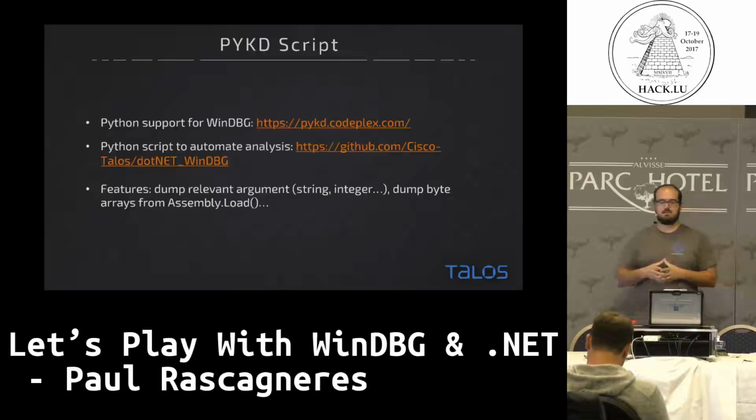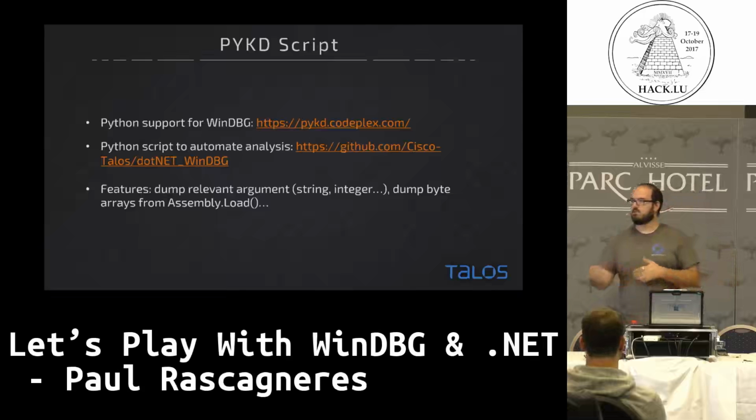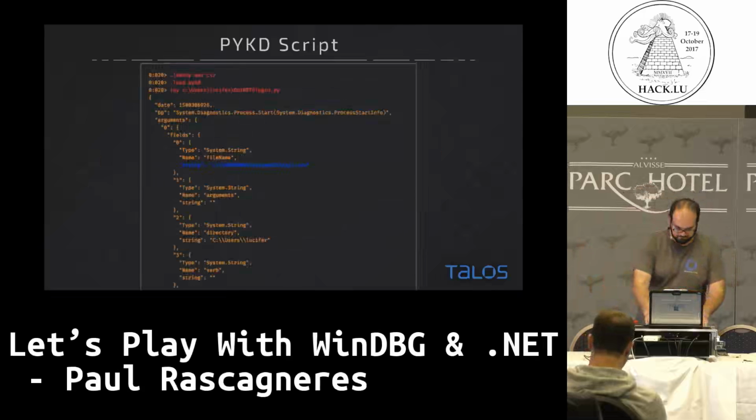And what is the purpose of the script? You put in some configuration. You say, I want to monitor, I don't know, download file. I want to monitor process create. I want to monitor load assembly. For each function you set, if it's start process typically, it will log every string and integer. If it's assembly load, it will dump to file every byte array in the arguments of assembly load, etc. And the output will be in JSON if you need to parse it for a project or whatever you want.